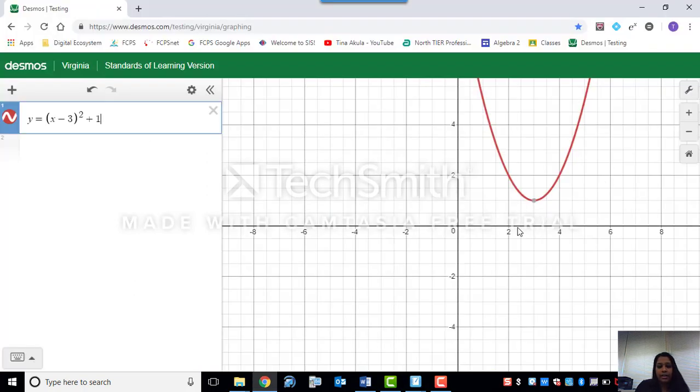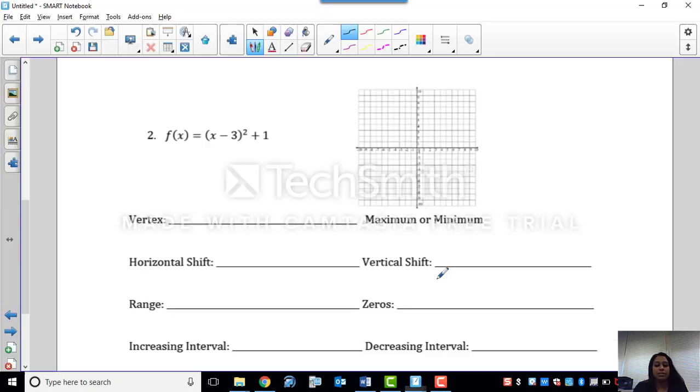So I move it to the right 3 units. There's your vertex. I can click on it. 3, 1. There's your 3. And there's your 1. Okay, if it's negative 3, your x-coordinate will be positive 3. And then your y-coordinate, it stays the same as what it is. Okay? All right, so let me write that down. The vertex is at 3, 1.